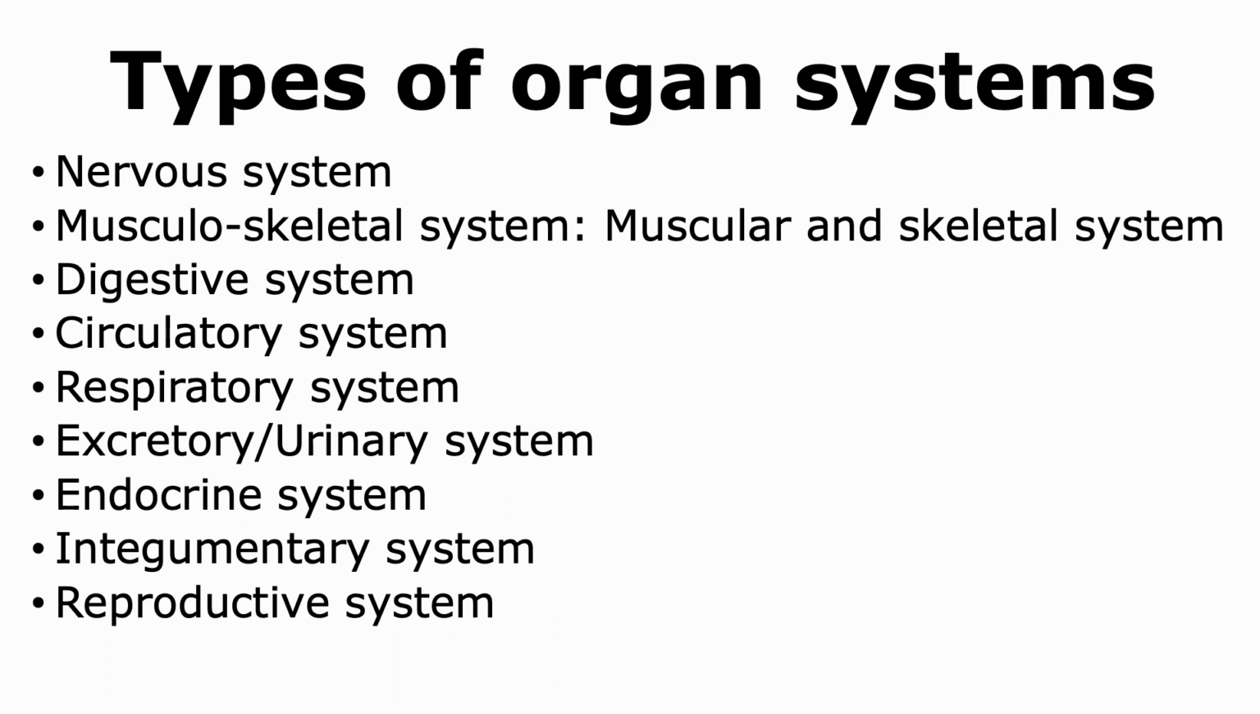The reproductive system plays an important role in the formation of gametes and also in reproduction. The immune system plays an important role in defense of the animal. There are other types of organ systems not listed here, but this is a good number of organ systems present in animals.